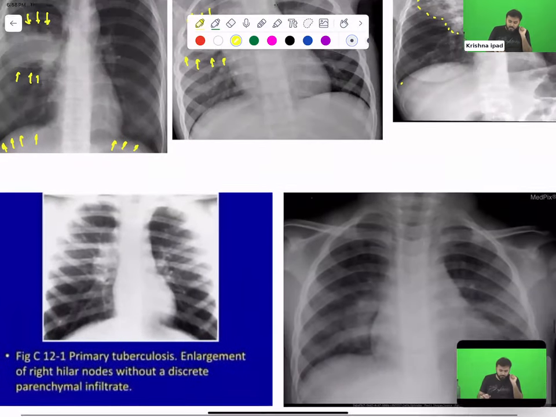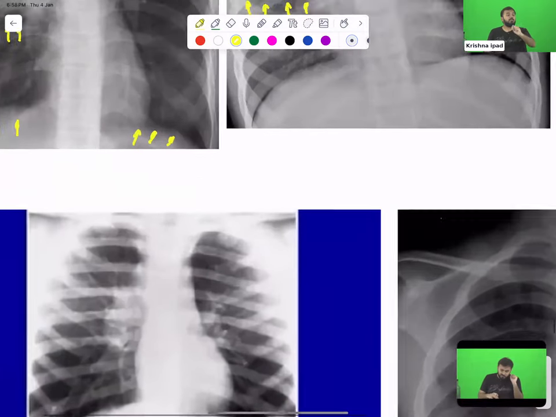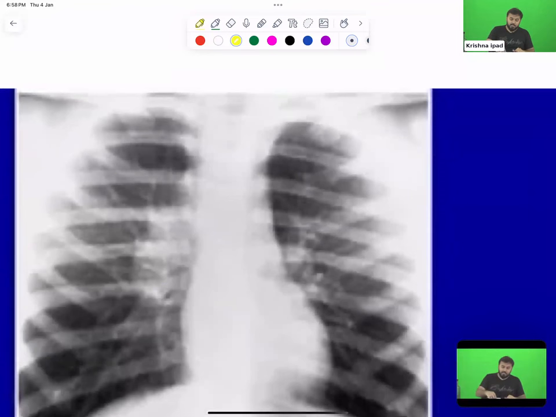Right. Now tell me this, guys. What is this? Is this white? I know you can see some white thing over here. Is this going till the periphery? Periphery means going till the end. No, it is not going till the periphery.